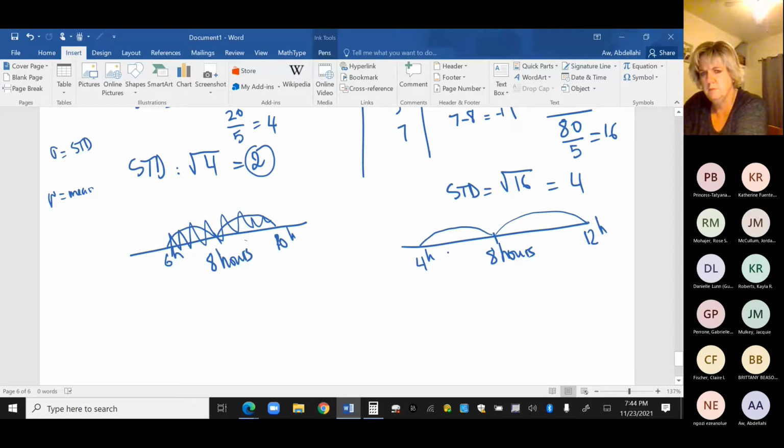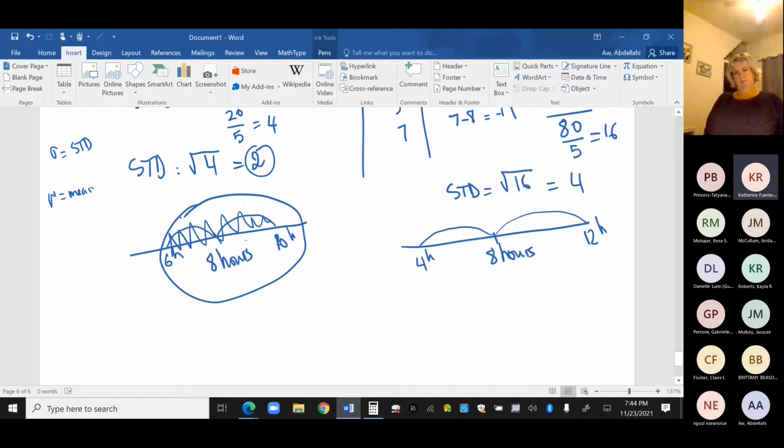More consistent means the interval time is smaller. This guy is more consistent right here. Yeah, this guy is more consistent because, look at between 12 and 4. You see how much the gap is? So the standard deviation tells you how spread out your data is. What is the spread of the data? That is the standard deviation. It tells you about the spread of the data.